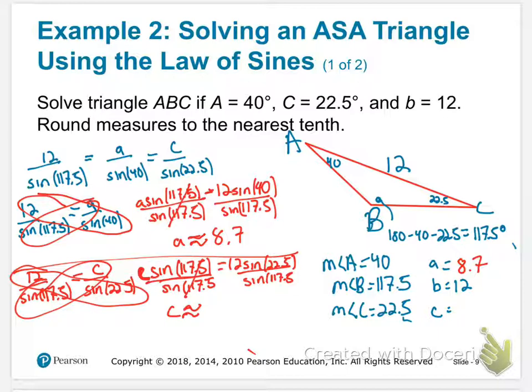So feel free to pause and double check, because this is stuff you're going to be expected to know in certain math classes in college, so we want to make sure you understand it. Okay, so this is question number 2, example number 2. Pause if needed. Let me know if you have questions.